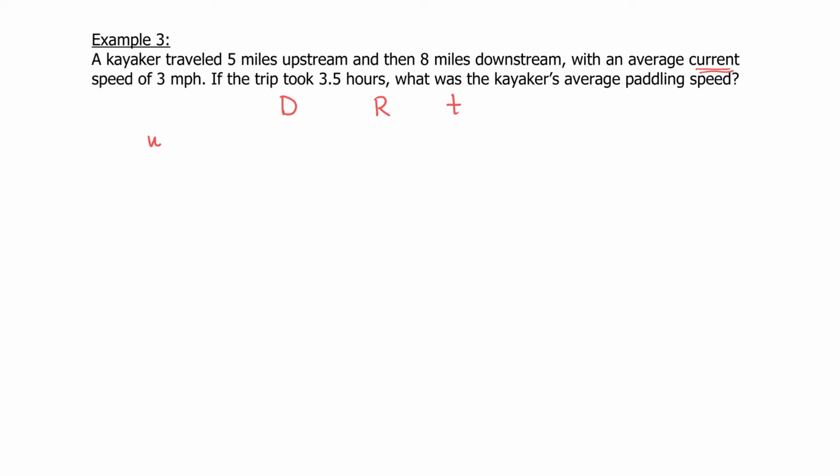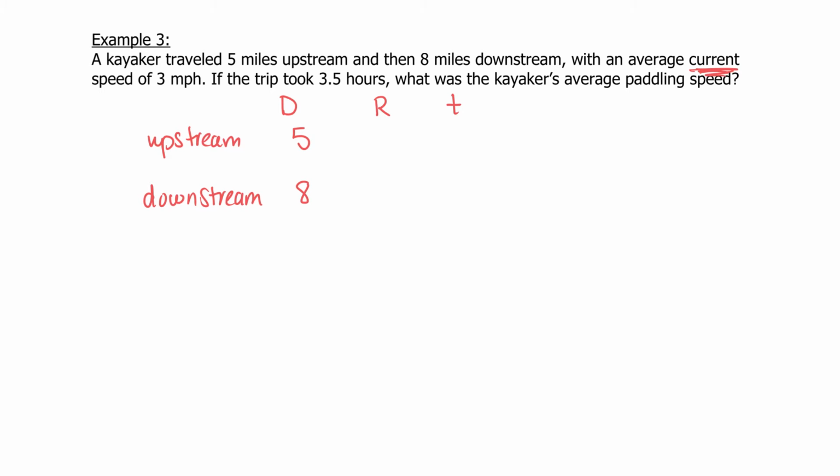So we're looking at the upstream, and we're looking at the downstream. So let's fill in what we know. It says a kayaker traveled 5 miles upstream, so that's the distance, 8 miles downstream. Okay, it says it has an average current speed of 3 miles per hour.